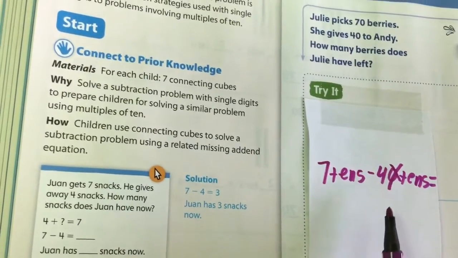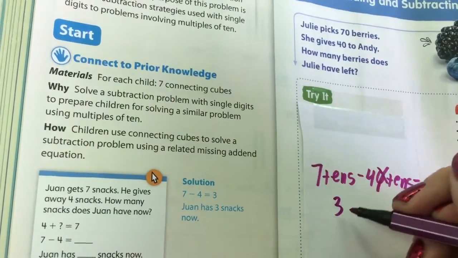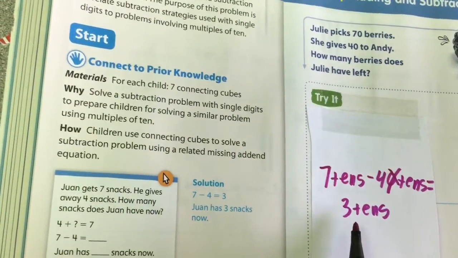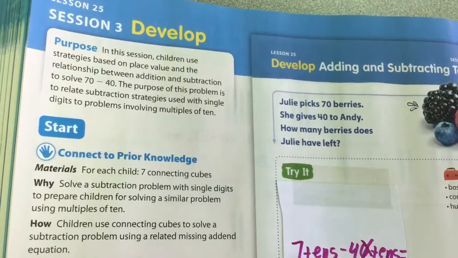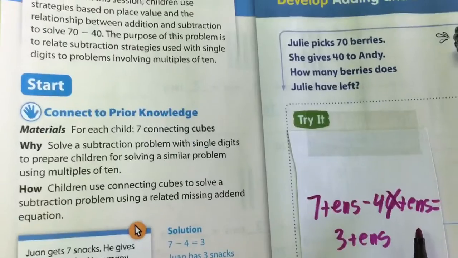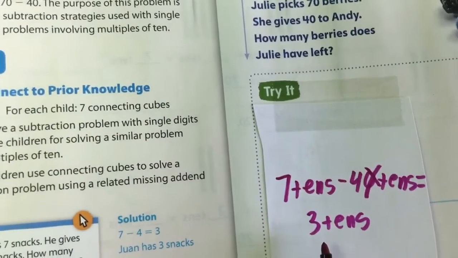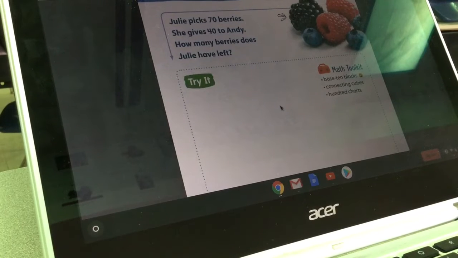7 tens minus 4 tens equals 3 tens. 7 minus 4 equals 3. We changed our numbers from 70 to 7 tens, 40 to 4 tens. 7 minus 4 equals 3. 7 tens minus 4 tens equals 3 tens. Are there other ways we could have solved this? Yes.